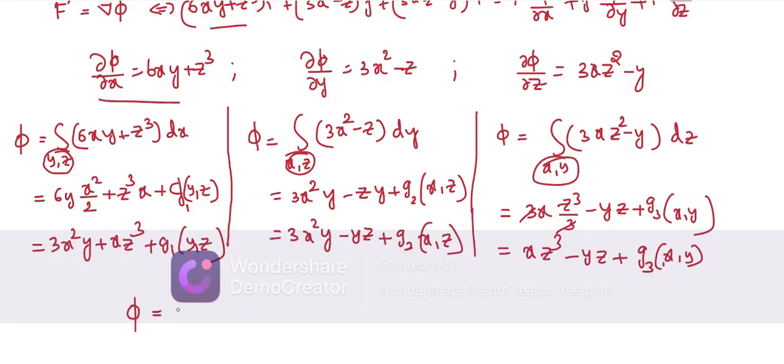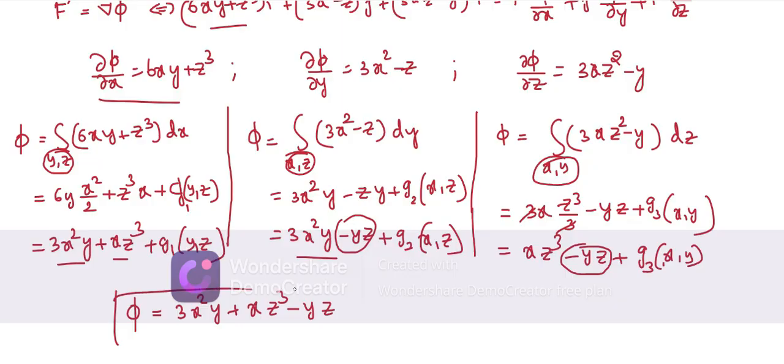So look at this question. We have 3x square y, here also we have 3x square y. Okay, so write that. And here we have xz cube, the function of x and z, and here also we have x and z cube. And we have a function of y and z here, no, that is a constant. So here we have minus yz, so we can write that here, which is a function of z. And here also we have minus yz. Okay, so this is the required scalar potential.